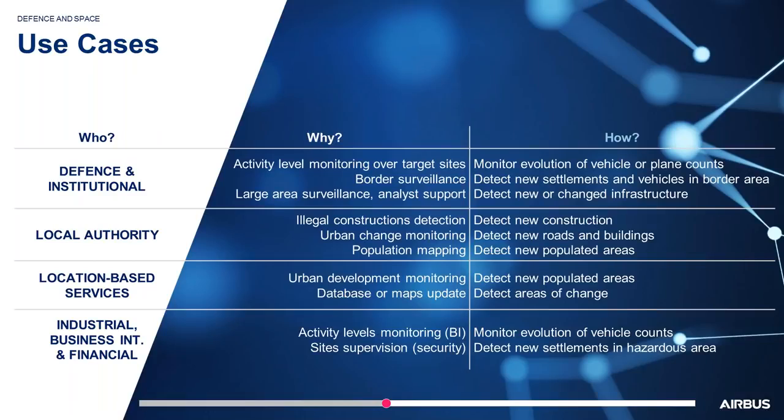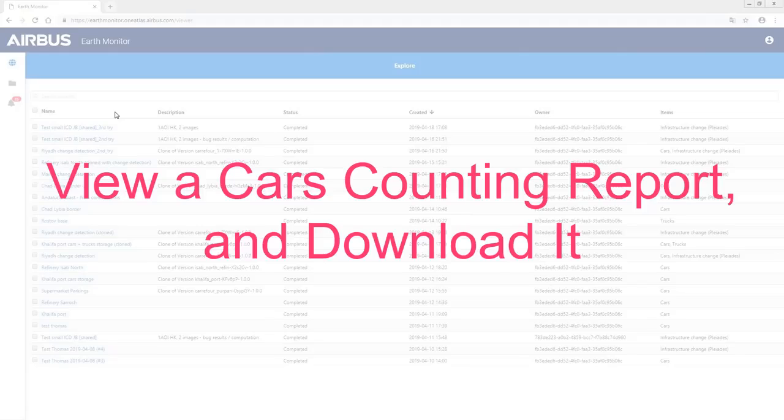And lastly, if you are in an industrial, business intelligence, or financial company, Earth Monitor can help you to monitor activity level, for example, for BI purposes, or to supervise some sites in terms of security. And here, Earth Monitor will be useful to monitor evolution of vehicle counts or to detect new settlements in hazardous areas.